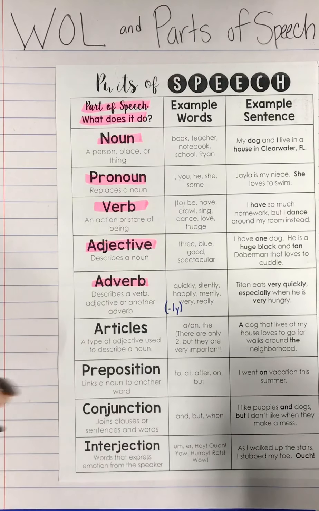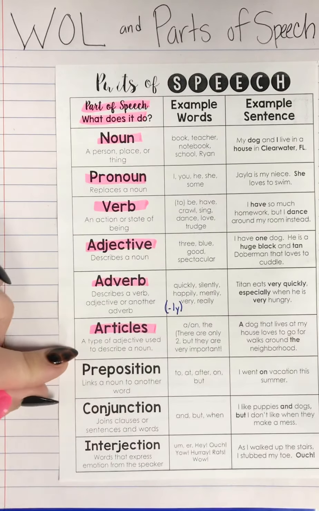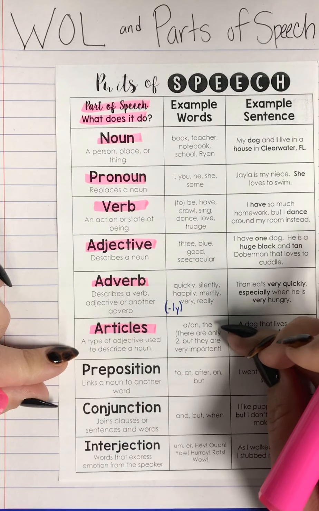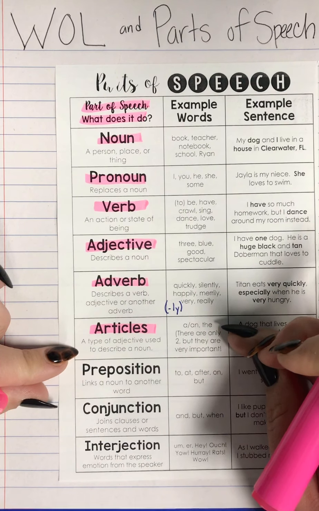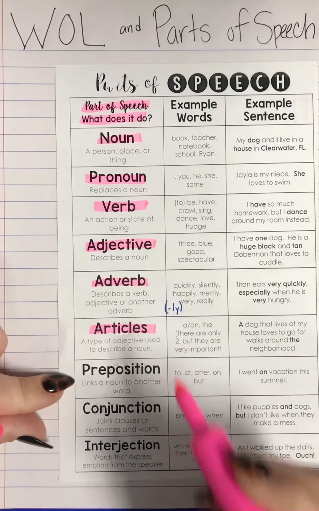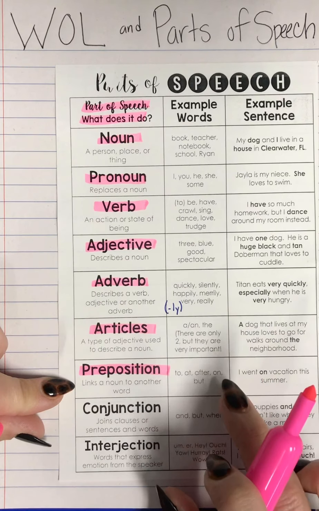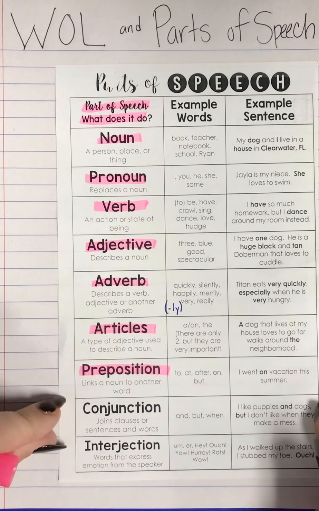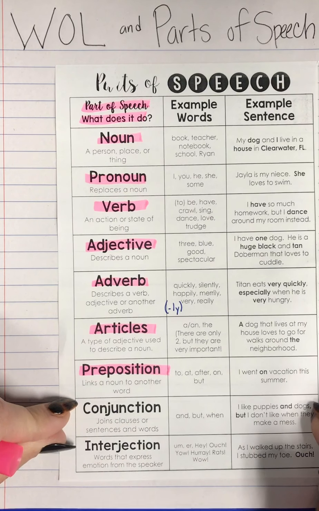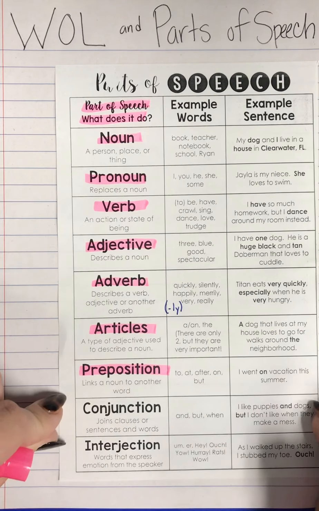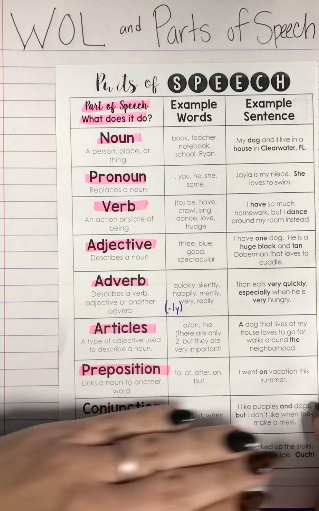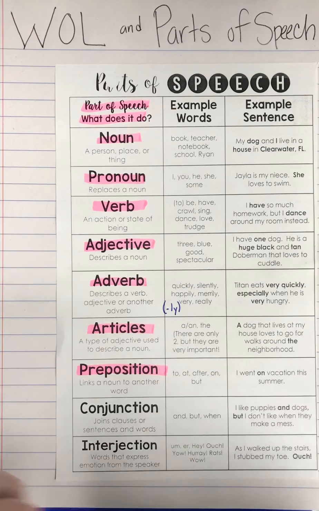Then we've got articles. Articles are a type of adjective used to describe a noun. So a or an are our articles. We've got prepositions. It links a noun to another word: to, at, after, on, but. And then these two down here, conjunctions and interjections. We are not going to talk about these quite yet, so just going to leave those kind of there to help us remember, but not going to do anything with them.